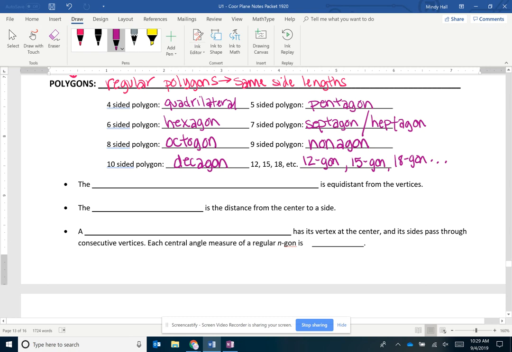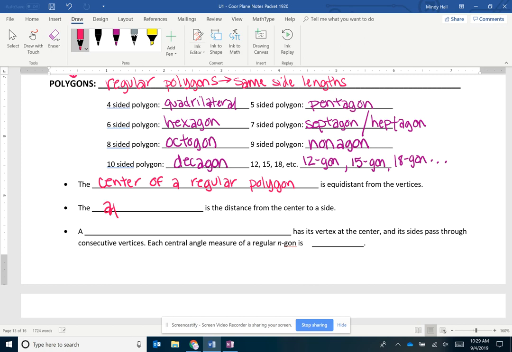The center of a regular polygon is equidistant from its vertices. Because it is equidistant from the vertices, it is smack dab in the middle of that shape. Then the apothem is the distance from the center to a side. So let's say I had a pentagon. My apothem would be from the center to the middle of a side with a right angle, like that.